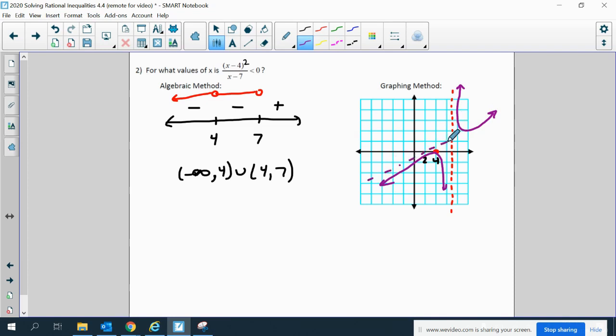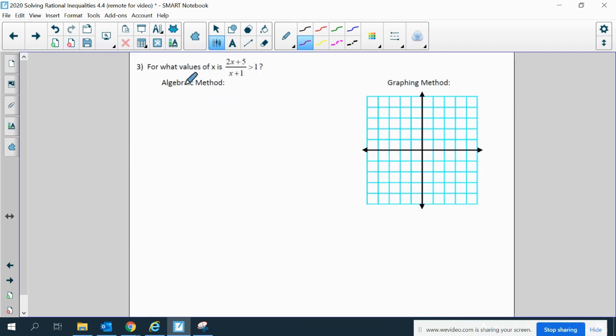We could graph it a little bit better because we know how to do that, but I'm just trying to sketch it for right now because we have a lot of problems to go through. But basically we would have an oblique asymptote. It would look something like this. And my function would be negative from -infinity to 4, 4 to 7, and then it's always positive after 7.